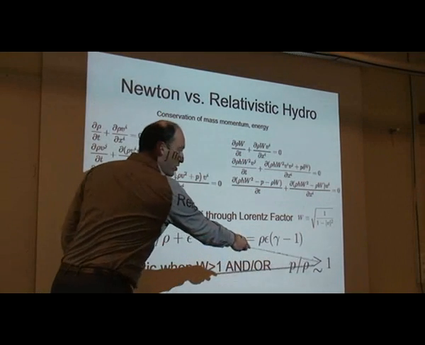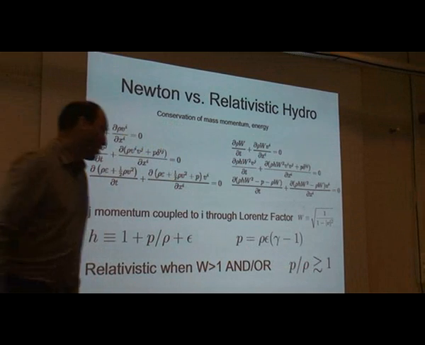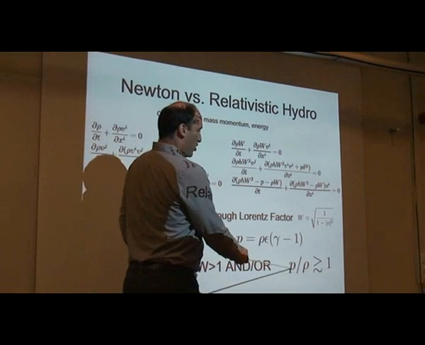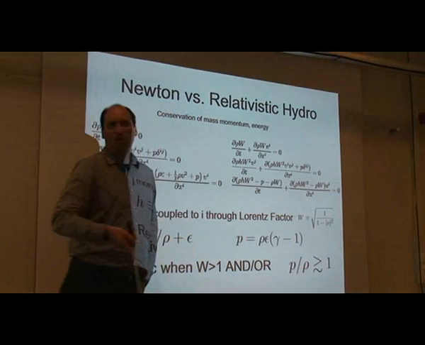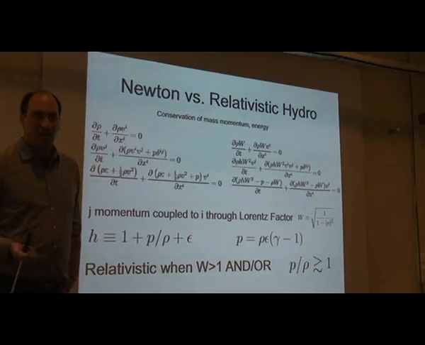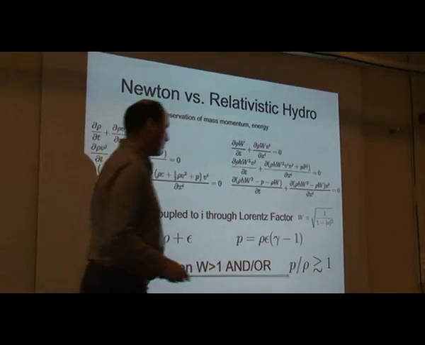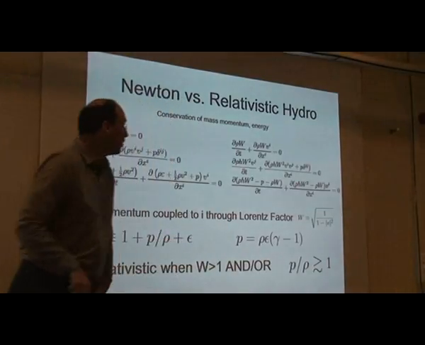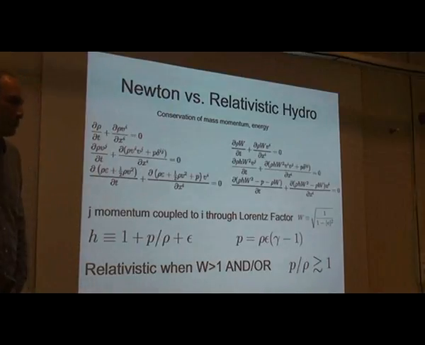Think of it as rho c squared. We're using units in which the speed of light is 1. So if the thermal energy density is large compared to the rest mass energy density, then you're also relativistic, even if the speeds are slow. You said adiabatic law, but it's a perfect gas. Perfect gas, that's right.